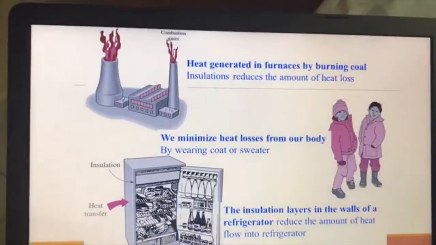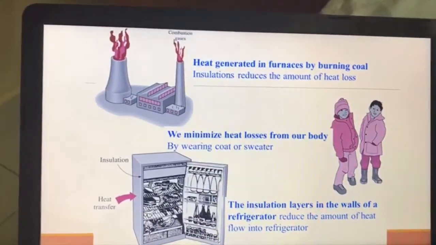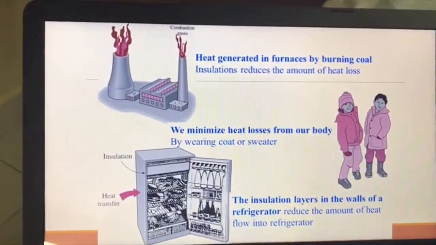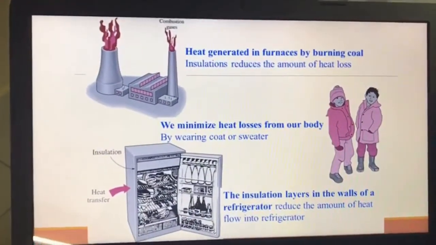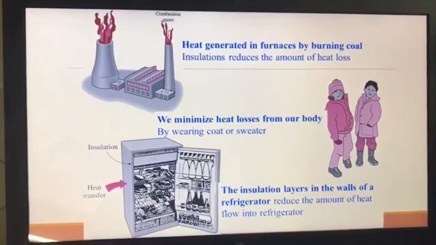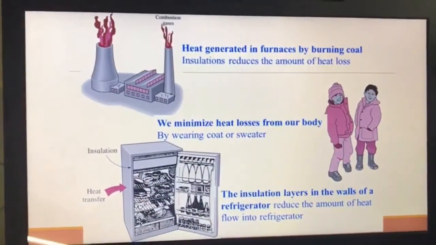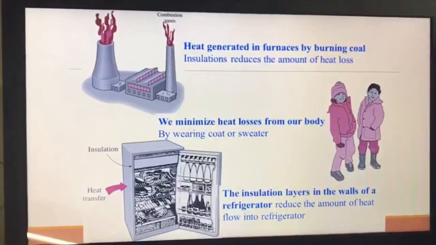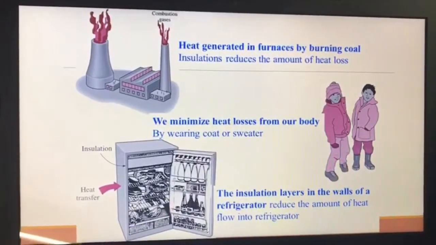Okay, for factory, heat is generated in furnaces by burning coal. So the insulation will reduce the amount of heat loss. Contoh dekat luar negara kan sejuk, so untuk kita minimize the heat loss from our body, kita akan wear either thick cloth or sweater or even coat. So the coat or sweater will act as the insulator, so heat loss from the body will reduce.